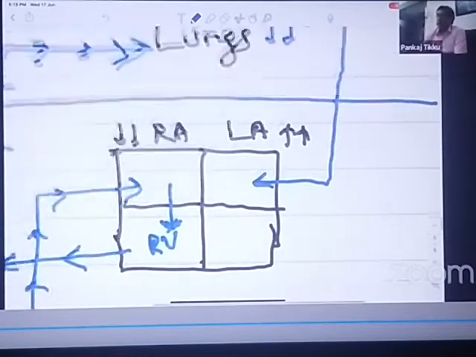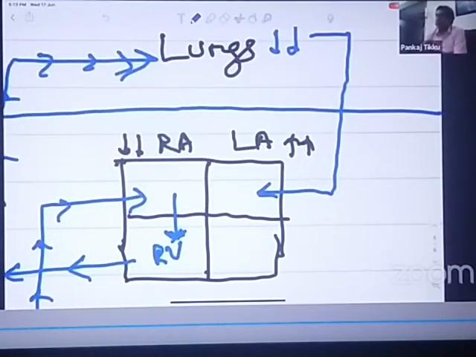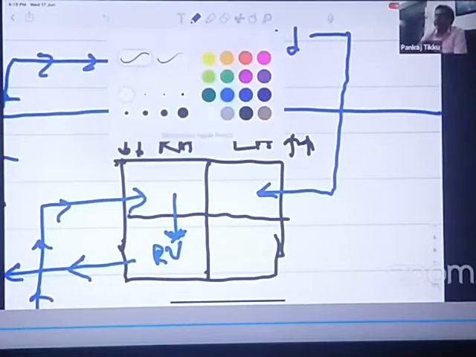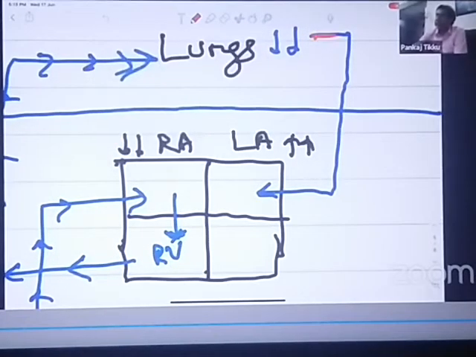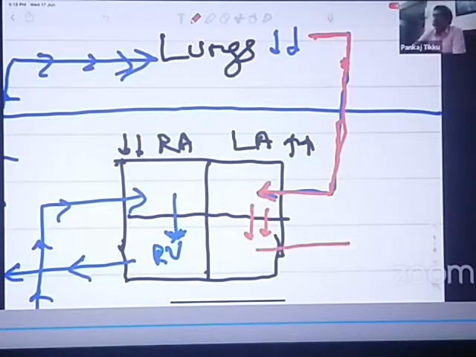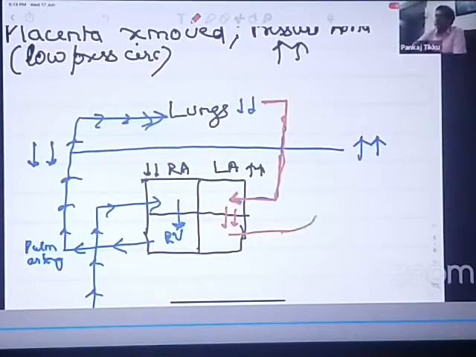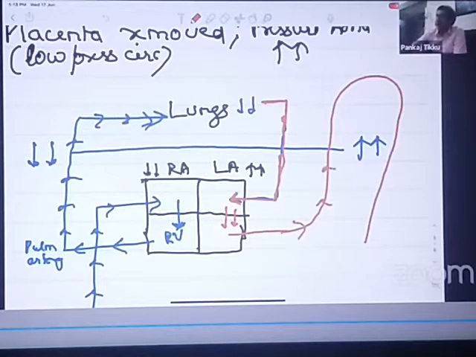Right? On the other hand, most of the oxygenated blood, I should make it red, most of the oxygenated blood which is coming from the lungs and is entering into the left side of the heart is entering into the left ventricle, and from here the aortic circulation is starting. So now the aortic circulation is only the blood which is coming from the left atria. This is the aorta.